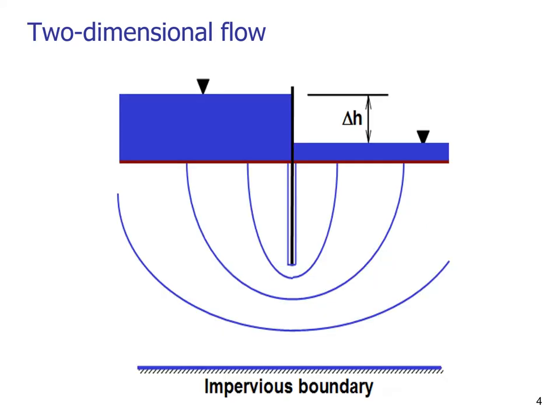As far as the two-dimensional flow is concerned, that can be modeled through such flow lines. And you can see the impervious boundary over here. This is the level of water on the upstream side. This is the level of water on the downstream side. So this is delta H, or simply H, which is the head loss causing flow.